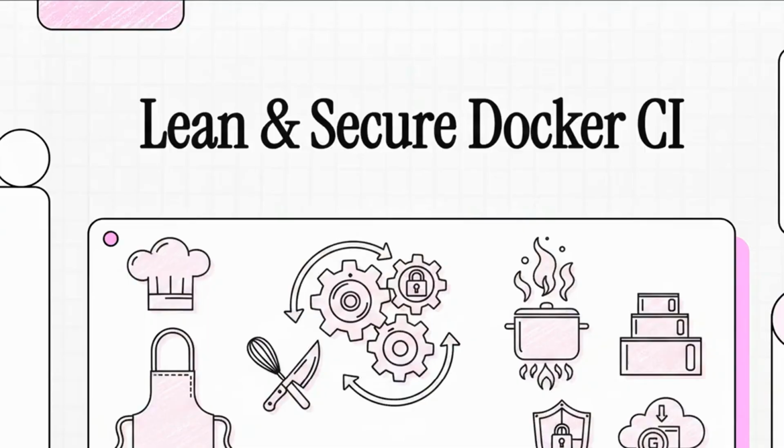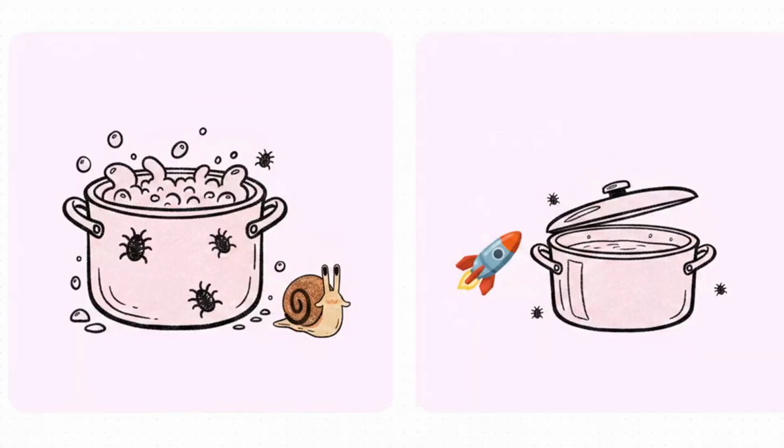Listen, if your current Docker builds take absolutely forever, ship with a bunch of unnecessary junk, and basically leave the back door wide open to attackers, well, you are in the exact right place. We're diving deep into multi-stage builds, layer caching, automated vulnerability scanning, and secure registry pushes using GitHub Actions. By the time we wrap this up, you'll be cooking up container images that are incredibly small, blazing fast to build, securely locked down, and actually maintainable for the long haul. So, let's get cooking.